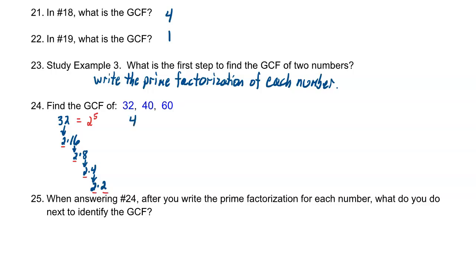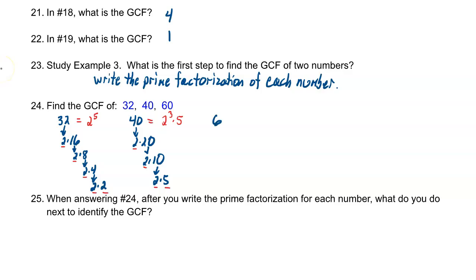Okay, now the number 40. 40 is 2 times 20. 20 is 2 times 10. And 10 is 2 times 5. 5 is a prime number. So 40 is 2 times 2 times 2 times 5, 2 to the 3rd power times 5. 2 to the 3rd power is 8. 8 times 5 is 40.